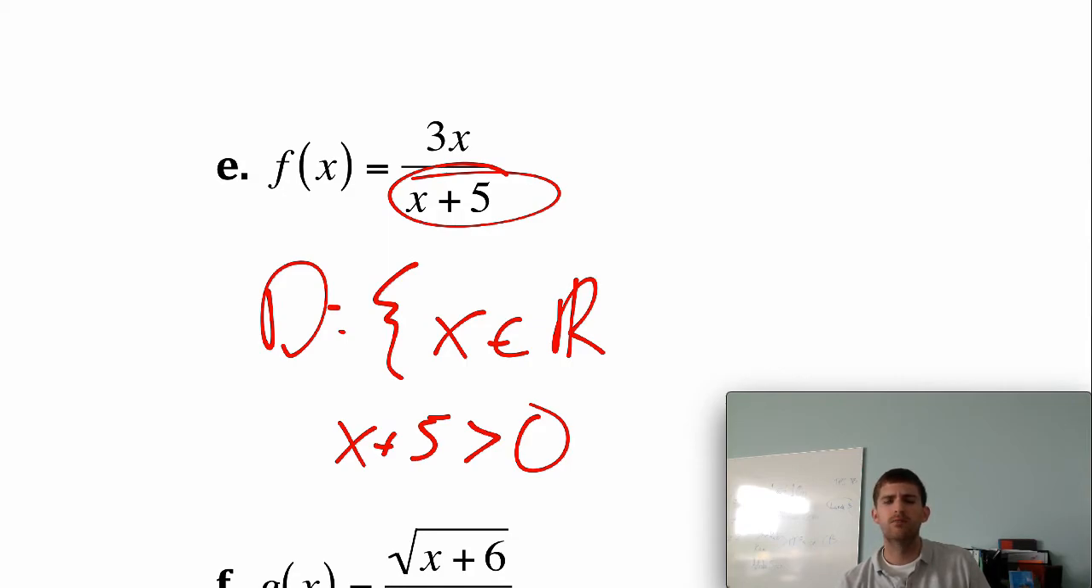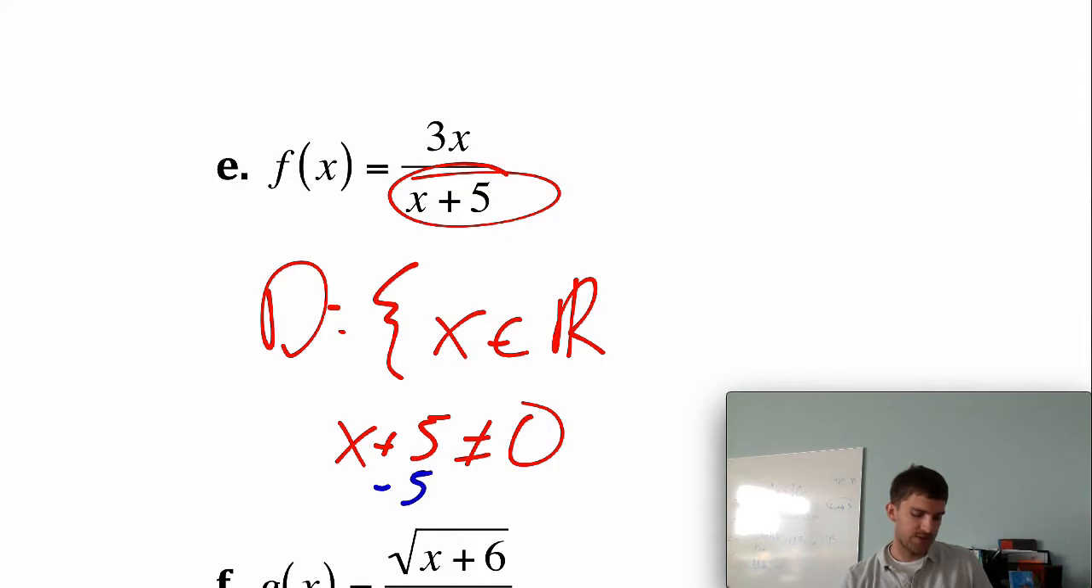Let me rephrase that. I'm actually going to backtrack, and I don't feel like starting this video over. x plus 5 doesn't have to be greater than 0. You can end up with a negative denominator. We just can't have it equal to 0. So, in order to solve for that, we're going to subtract 5 from both sides, and we end up with x not equal to negative 5.